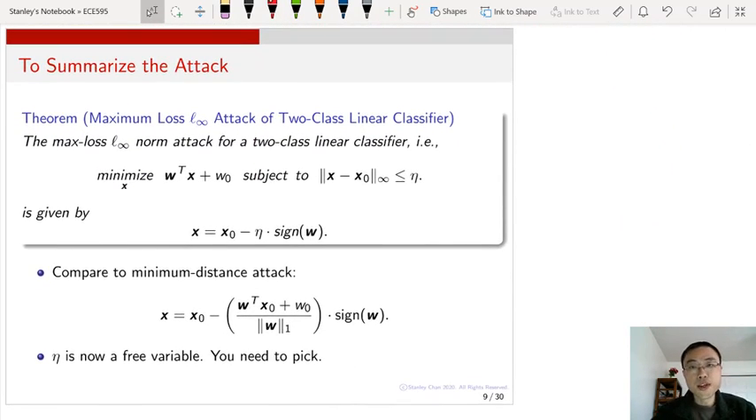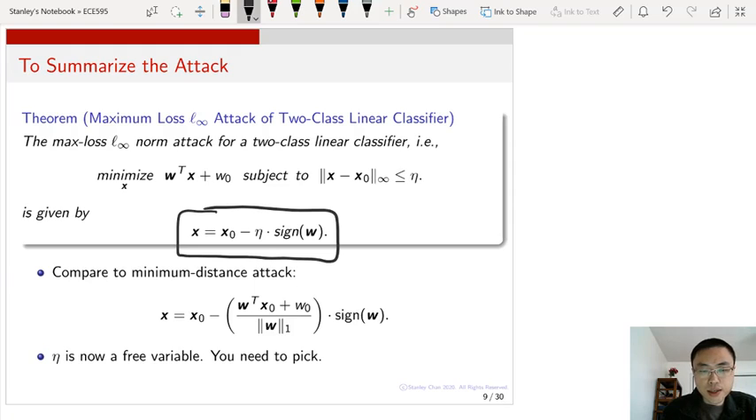So to summarize, this maximum loss attack really takes the following form, where you have x equals x0 minus eta times the sign of w. Okay, so here is the solution. You can see that it is very simple: you have a current data point, and then this is the step that you are going to take in order to go to the wrong class.